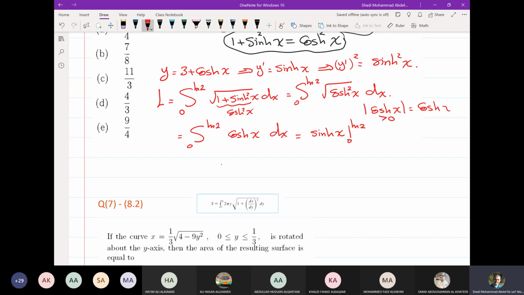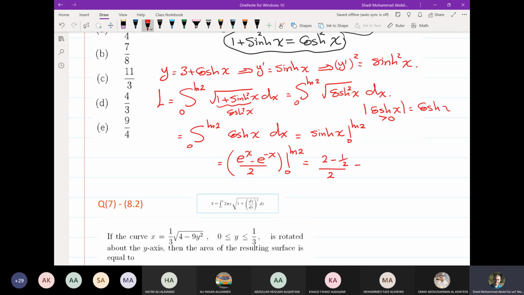Okay, so how do we find the value of this one? Simply, instead of sinh, you put its value: e to the power x minus e to the power minus x over 2. And you substitute 0 to ln 2. e to the power ln 2 is 2, minus e to the power minus ln 2. It will be what? Half. Exactly. Over 2. Minus.